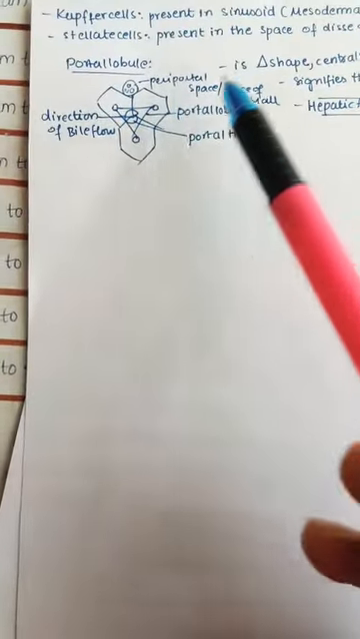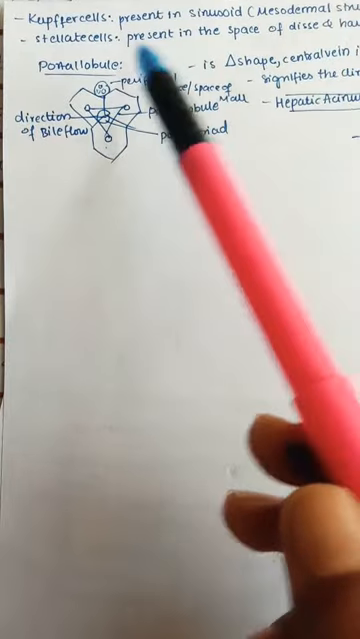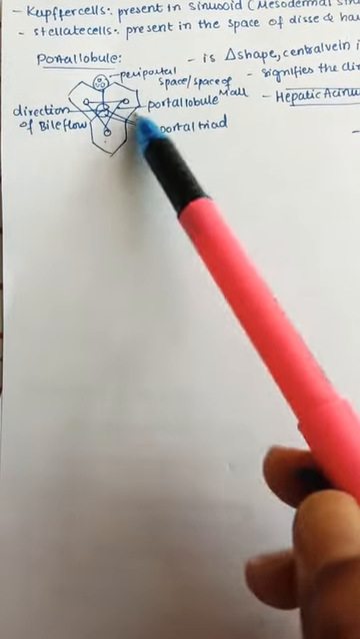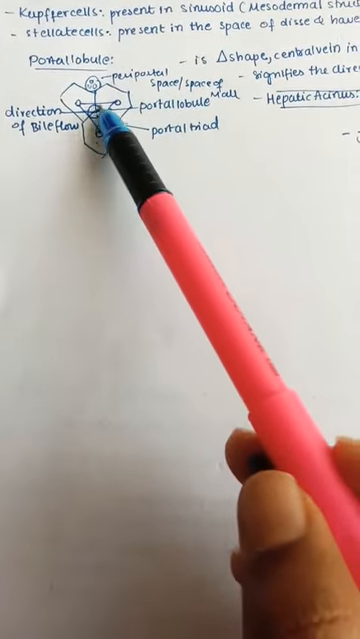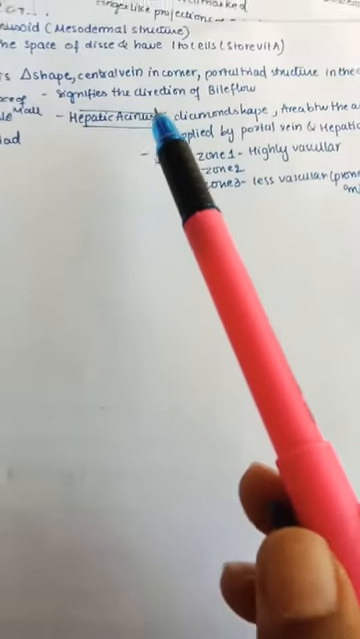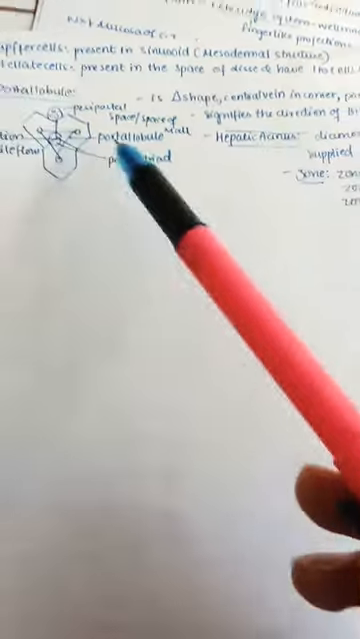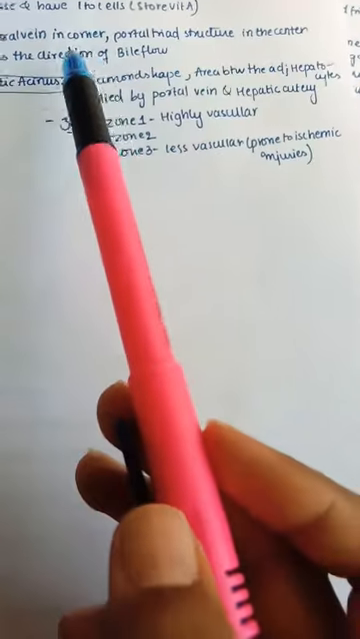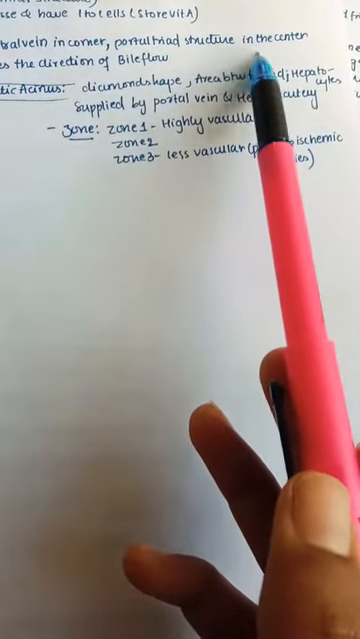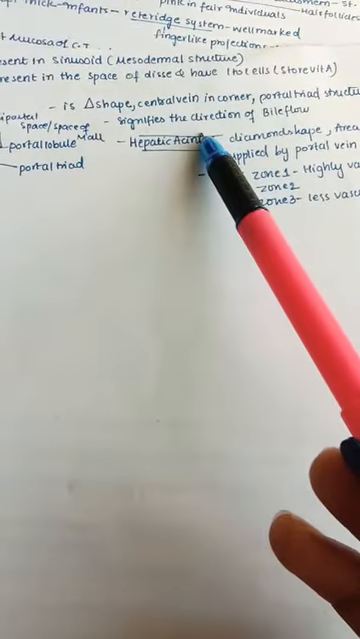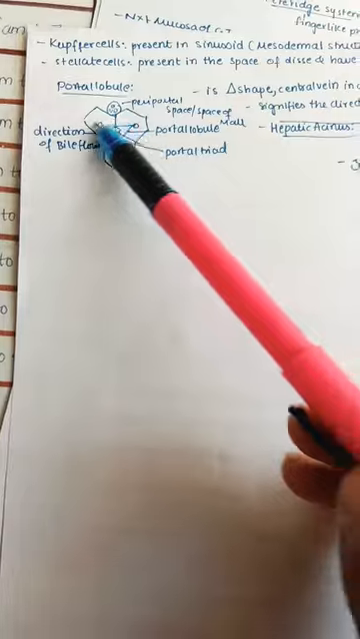So the portal lobule, as you can check out here, is mainly triangular in shape, connecting over three hepatocytes. In the middle it has a portal triad, and the central veins are at the corners, so they form a triangle-like structure, with the portal triad in the center. It signifies the direction of bile flow mainly. So like this the bile flows.